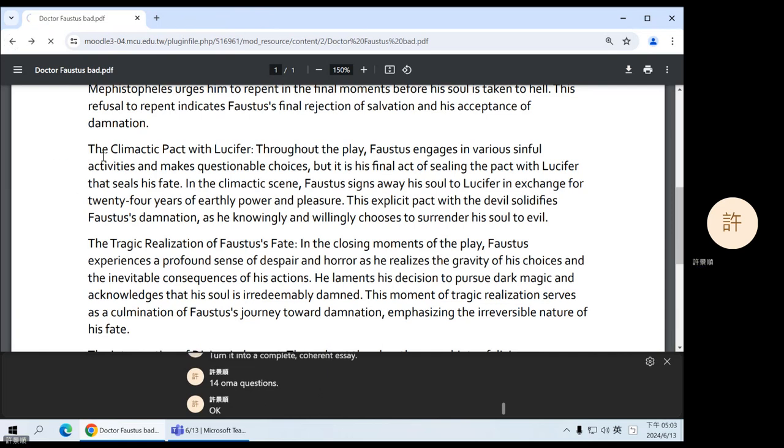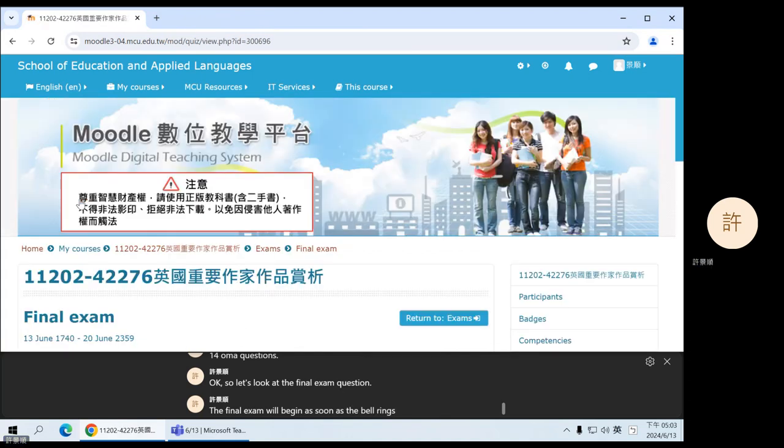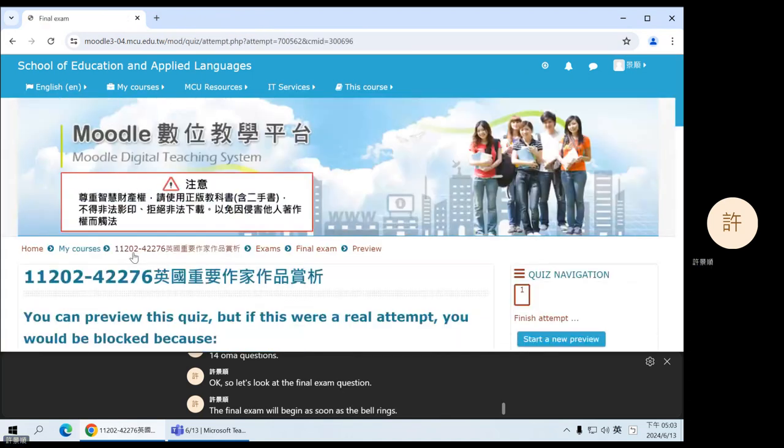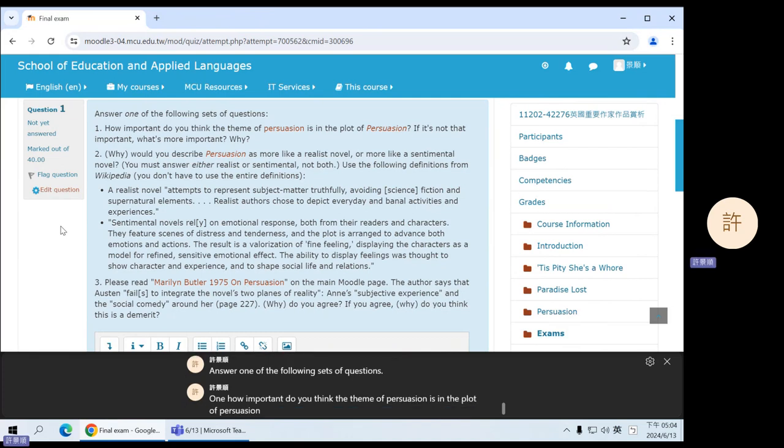Okay. So let's look at the final exam question. The final exam will begin as soon as the bell rings. Answer one of the following sets of questions. One, how important do you think the theme of persuasion is in the plot of Persuasion? If it's not that important, what's more important and why?